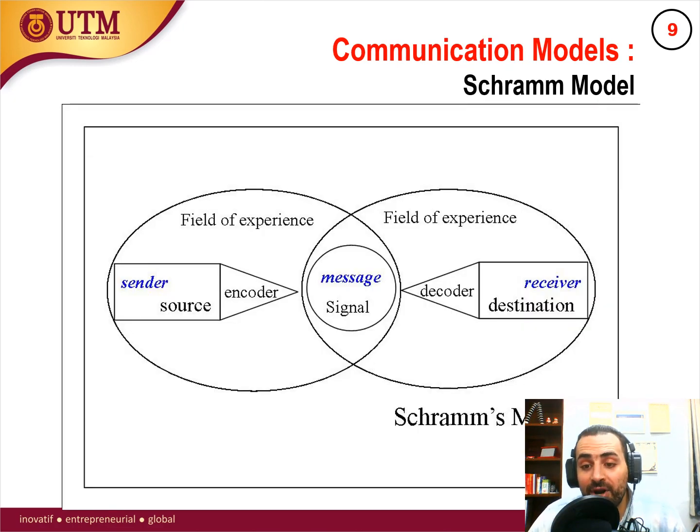Moving on to Schramm's model. Schramm's model has divided the process of communication into two main parts. The first part is sender and the message, and the second part is the message and the receiver. But each of these two parts has the same elements. The sender, which is the source of information, needs to encode the message before sending it out, and then the message itself has the medium of communication, which is the channel, and then comes the decoder, and then the receiver, which is the destination of the message.